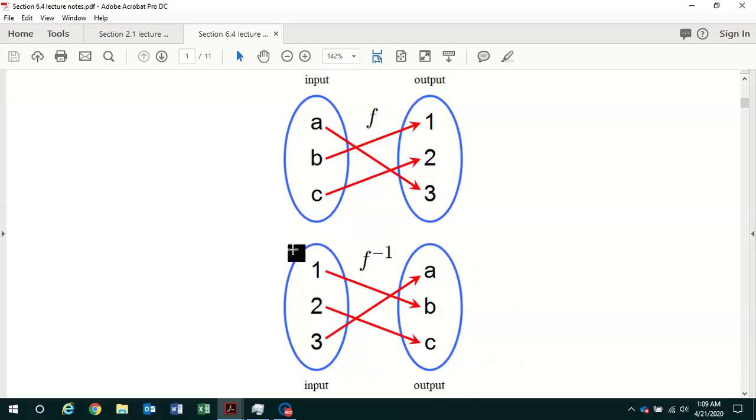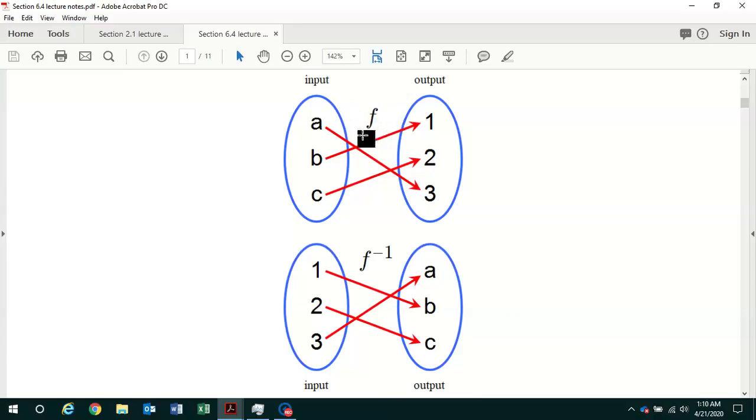And so you can see now this is a function. Each input has exactly one output. So the function f up here is a one-to-one function. We switch the input set and output set, and we have another function.